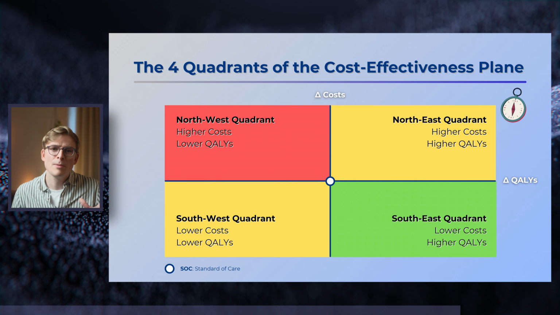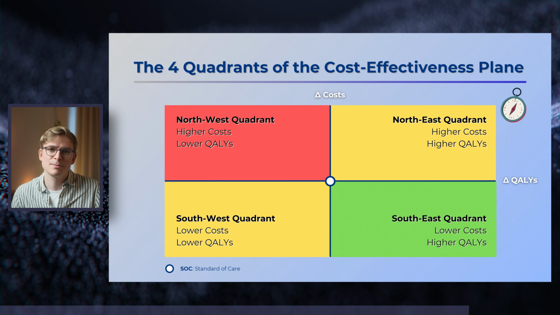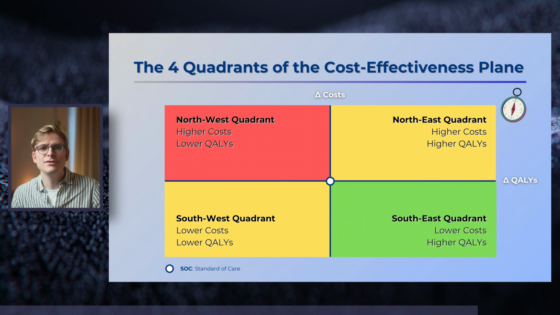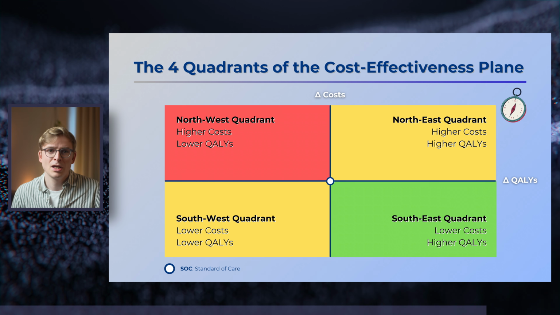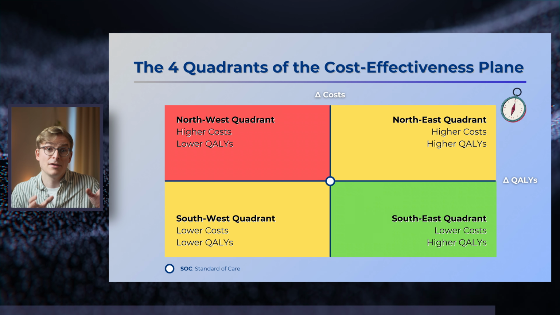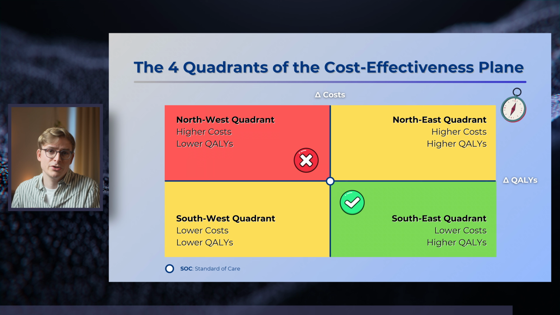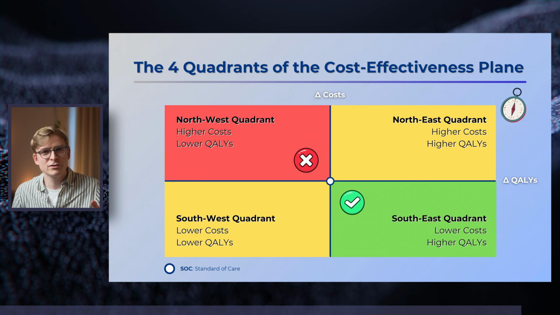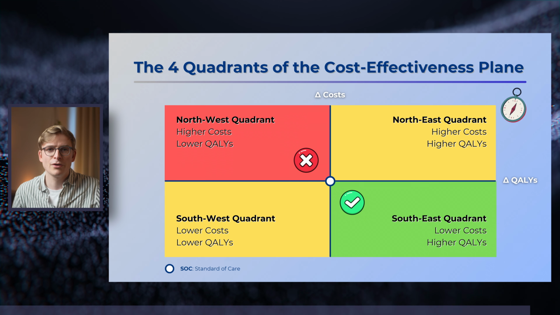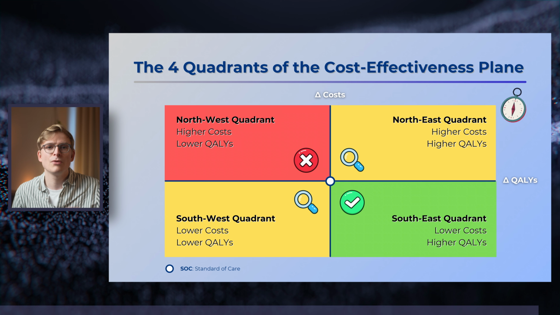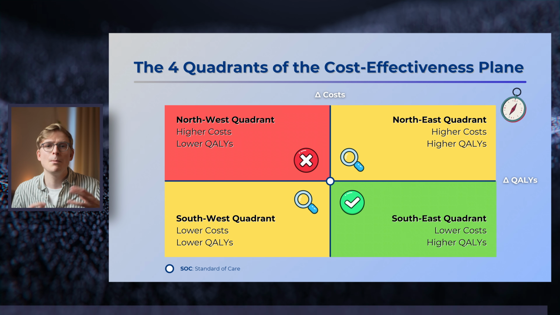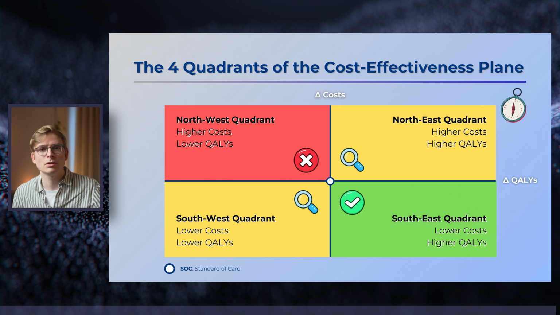Now, how can we make decisions based on the cost-effectiveness plane? Like we've seen, it's easy for 2 out of the 4 quadrants. We can always accept the drugs in the southeast quadrant, and we can always reject the drugs in the northwest quadrant. For the northeast and southwest quadrants, we need to take a closer look though, as cost effectiveness of a new treatment option depends on how much we're willing to pay for additional QALYs.